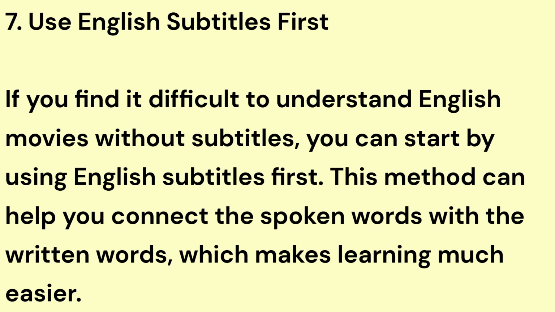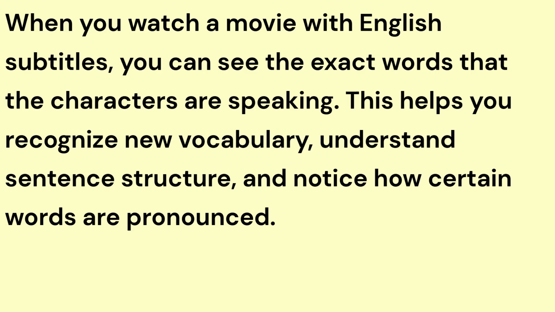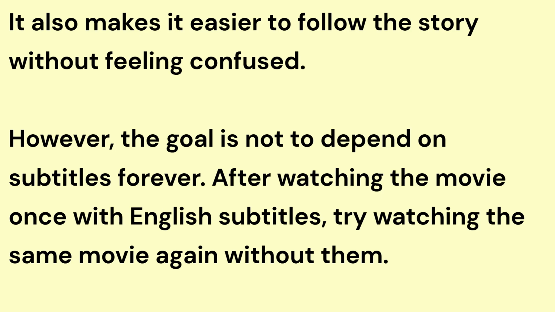7. Use English subtitles first. If you find it difficult to understand English movies without subtitles, you can start by using English subtitles first. This method can help you connect the spoken words with the written words, which makes learning much easier. When you watch a movie with English subtitles, you can see the exact words that the characters are speaking. This helps you recognize new vocabulary, understand sentence structure, and notice how certain words are pronounced. It also makes it easier to follow the story without feeling confused.